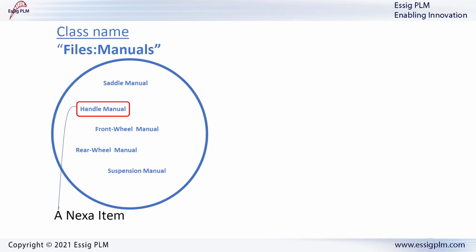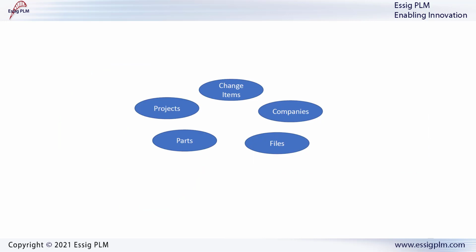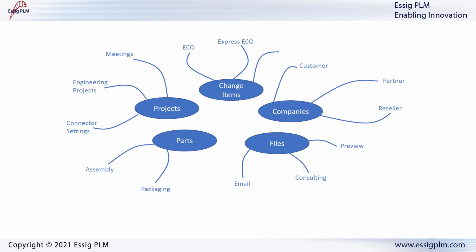In Nexa, all the objects representing your company's data are called items, and each of them is an instance of a class. From the point of view of the Nexa backend, an instance of a class is a row in a database table. There are 5 basic kinds of classes. From them, it is possible to create an unlimited number of custom classes suiting the needs of your company.